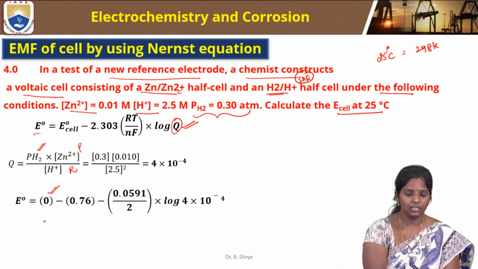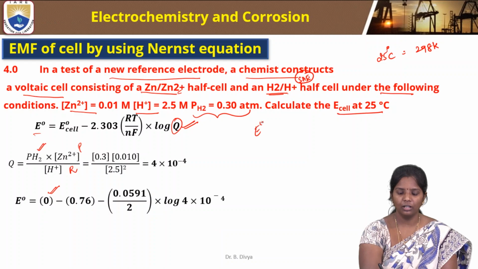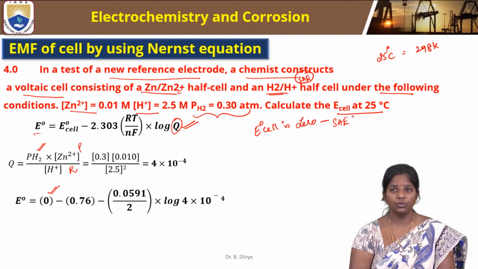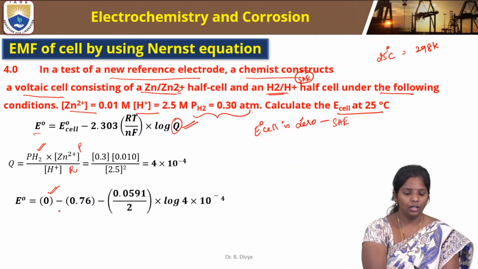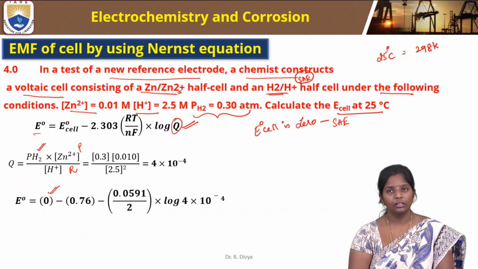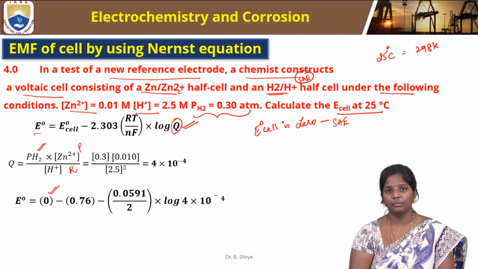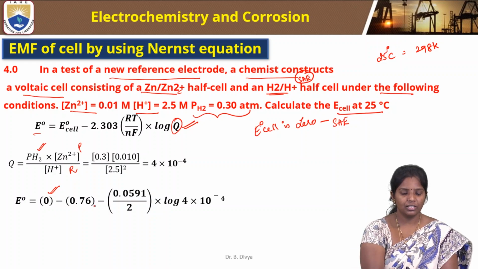Why are we taking 0 here? E0 cell is 0 because the standard hydrogen electrode is used here. So E0 is 0 minus 0.76 for the zinc half cell, which is already available in the electrochemical series. So 0.76 minus 0.059.